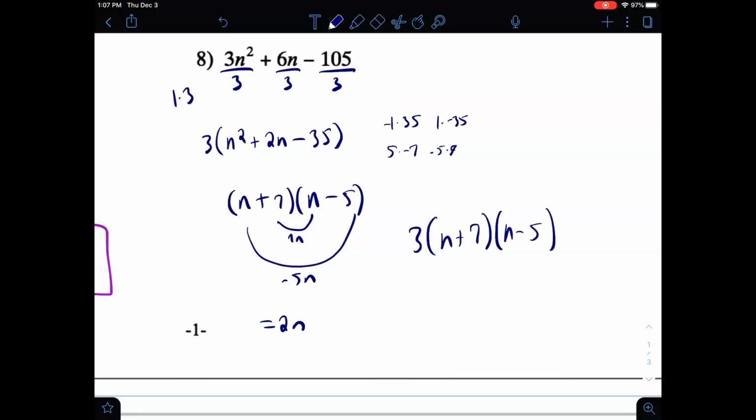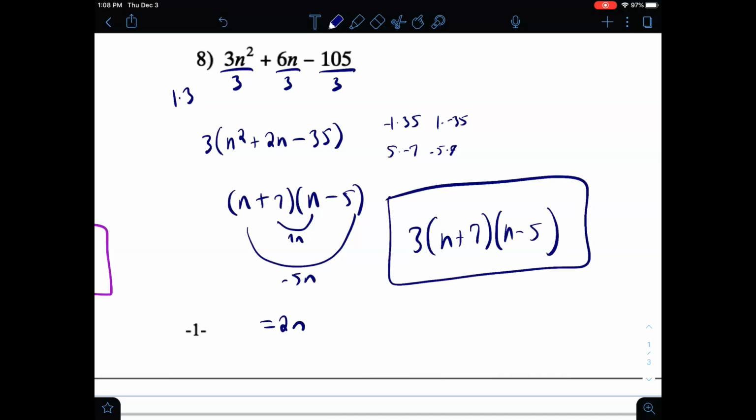But maybe you tried the wrong thing. Let's just try something different here. Maybe you put the 5 right here and the 7 right here. That would have been 5n and negative 7n, which would have been negative 2n, which is not the right answer, basically, right? So let's go back and fix that. Okay. So our final answer is going to be 3 times n plus 7 times n minus 5.